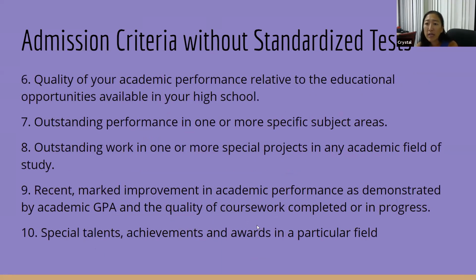Moving on, the next would be academic performance relative to the educational opportunities available in your school. So this is going to be more like a measurement of rigor. If your school offers 15 AP courses and you took 2, compared to somebody whose school offered 3 courses and you took 2, it's not really showing that you put yourself out there to take advantage of all the higher level coursework that was offered to you.